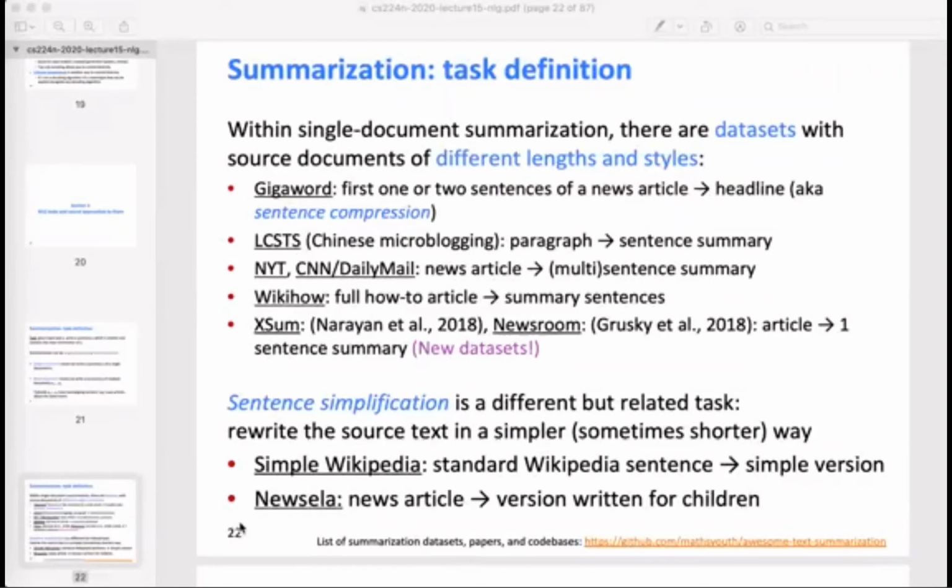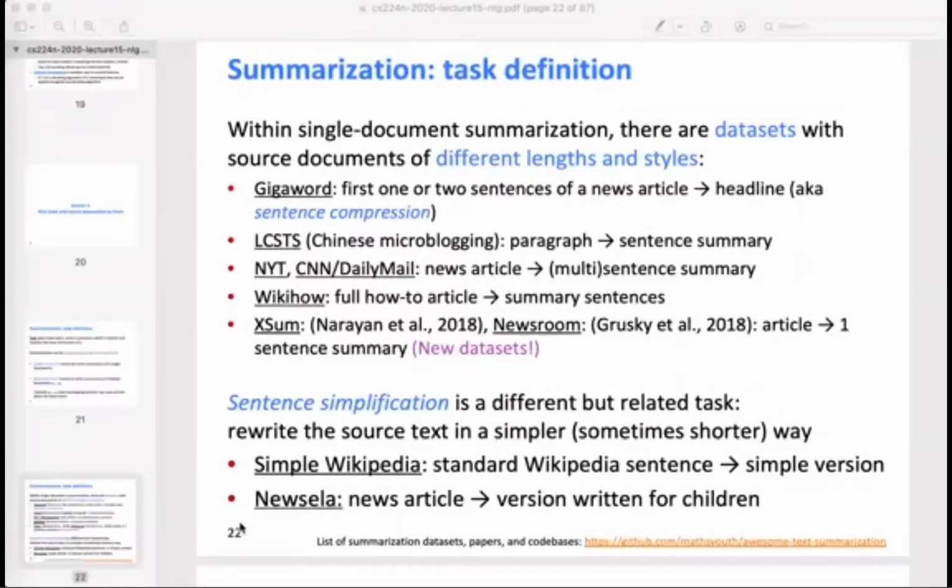We also have a data set that's about Chinese microblogs. So you have a short paragraph and you want to summarize it into a sentence. There's also the New York Times and CNN/Daily Mail news article data sets, where you have lots of news articles and you want to summarize them into one or multiple sentences.